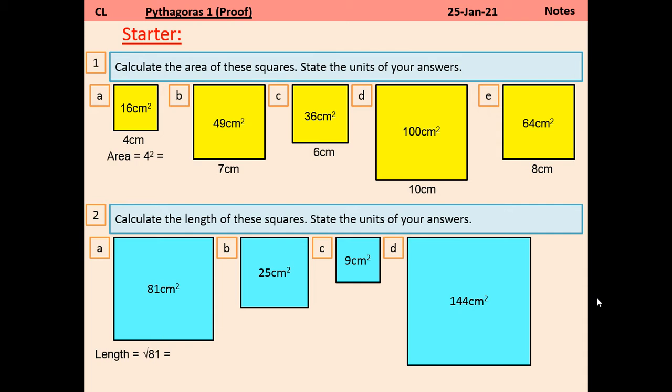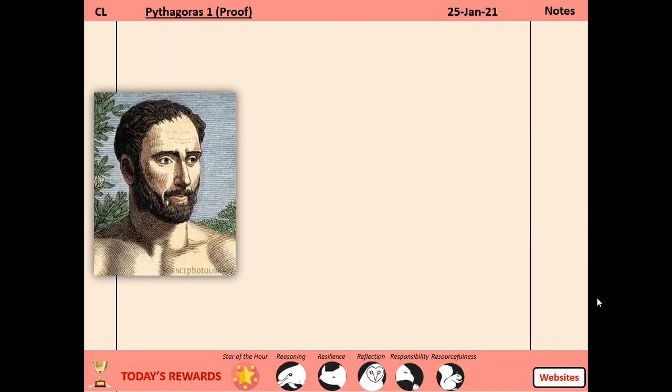So square root of 81 is 9 centimeters, so that's the length of that square for question 2a. Question 2b, square root of 25 is 5 centimeters. Question 2c, the square root of 9 is 3 centimeters. And question 2d, the square root of 144 is 12 centimeters, because 12 times 12 is 144 centimeters squared.